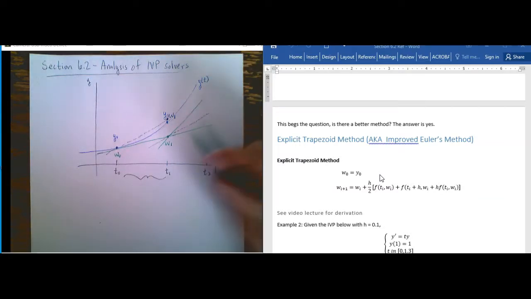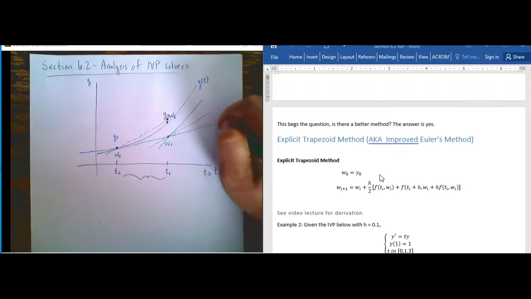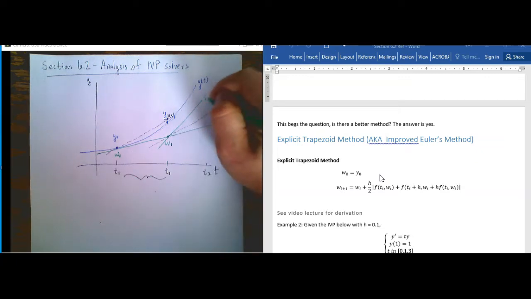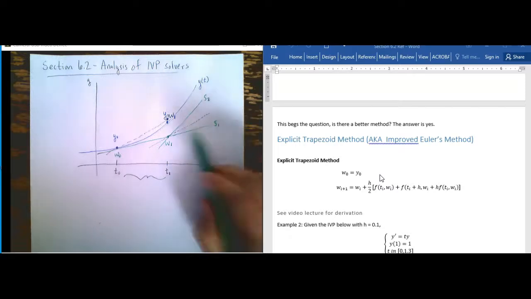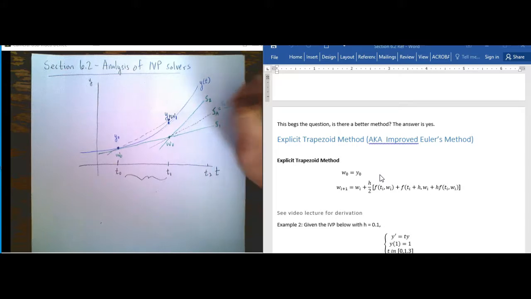Okay? So let's see how that formula is created here. Well, we know if we call the slope of our initial tangent line S1 for slope 1, and then the slope of our second one was S2, therefore the average slope would be S1 plus S2 over 2. All right?